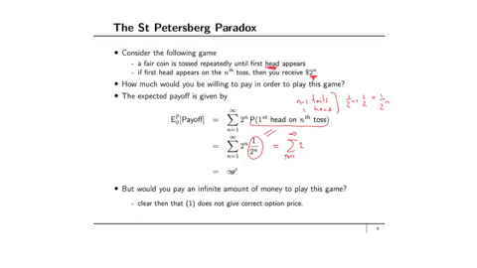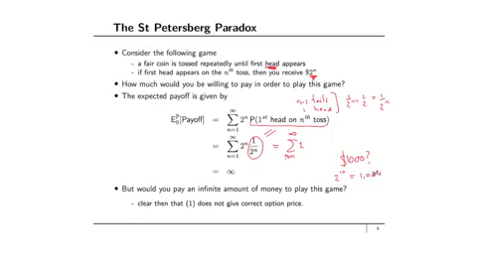Just to give you an idea, let me ask you this. Would you pay $1,000 to play this game? In order to break even, or at least to show a profit, you would have to get, let's see, 2 to the power of 10 is equal to 1024, if I'm correct.